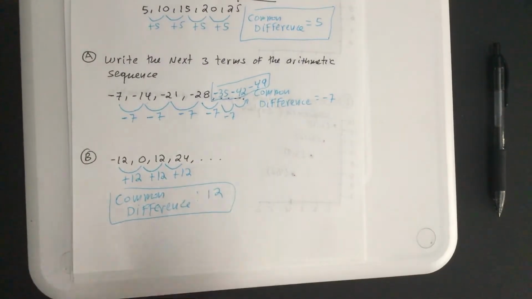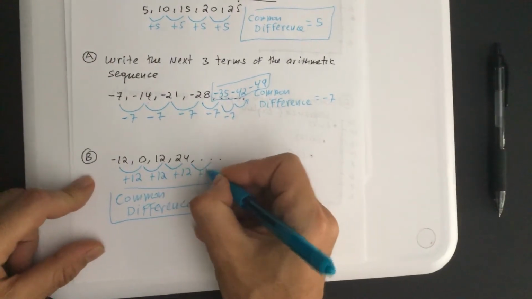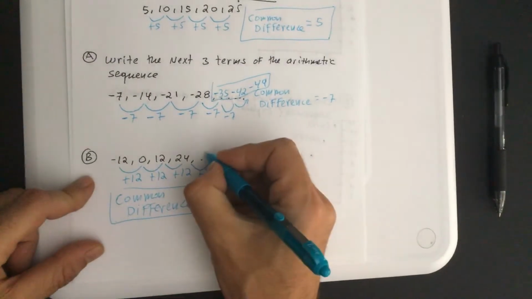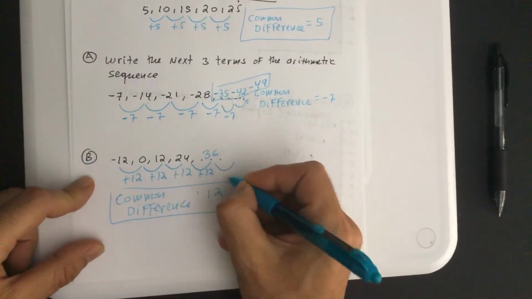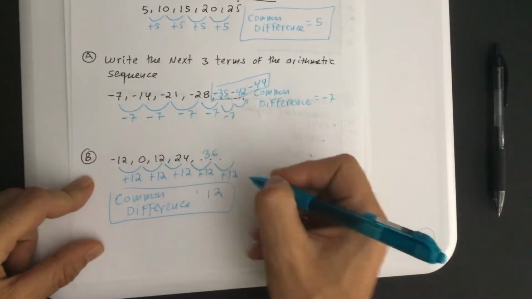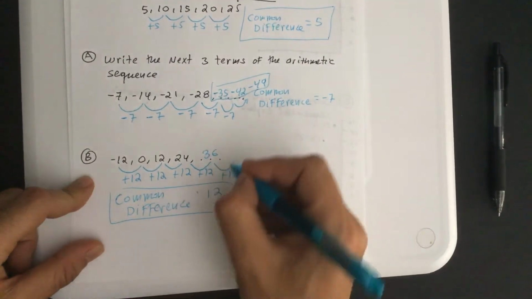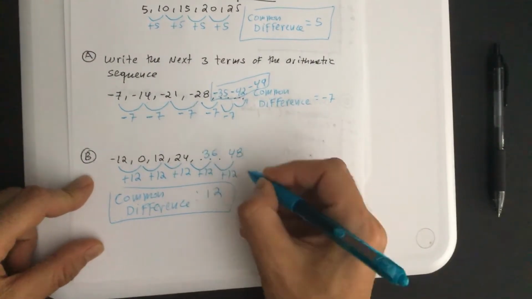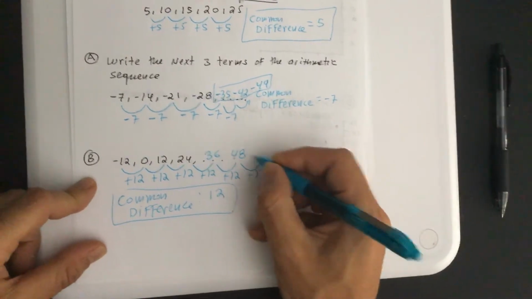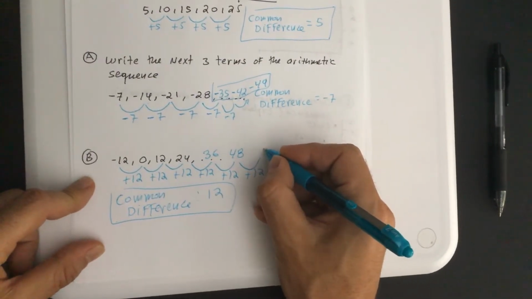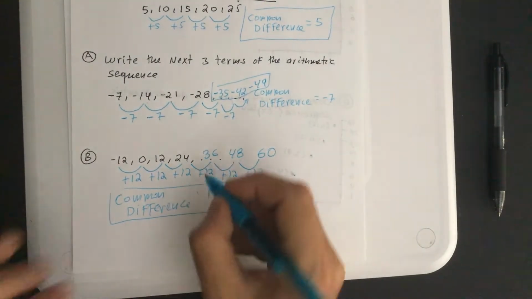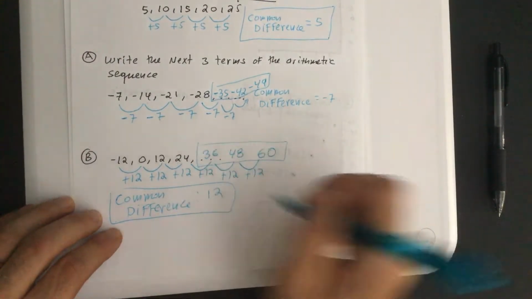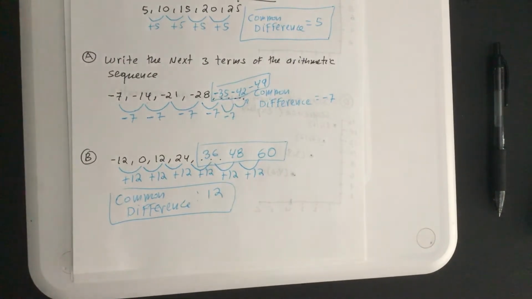So I'm going to be adding 12 more here. So 24 plus 12 is going to be 36. That's pretty easy. Another 12. 36 plus 12, that will be 48. And another 12. 48 plus 12 is going to be 60. Simple as that. These are my next three positions or terms in the arithmetic sequence.